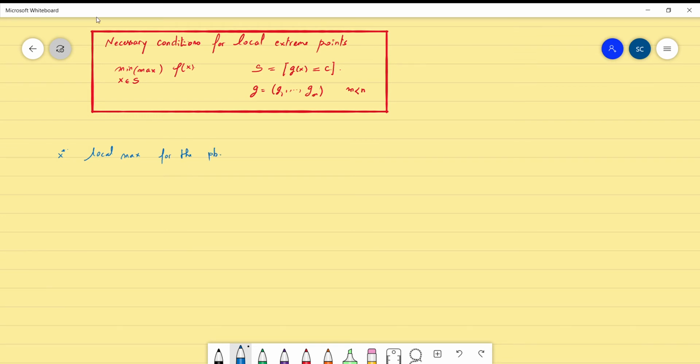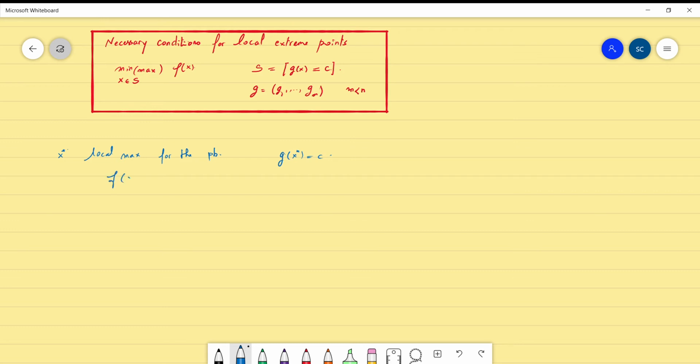So for the above problem, of course, we have g of x star equals c, and we set f of x. So yes, we will consider a curve. We will consider x of t, the family of curves. Do you remember?